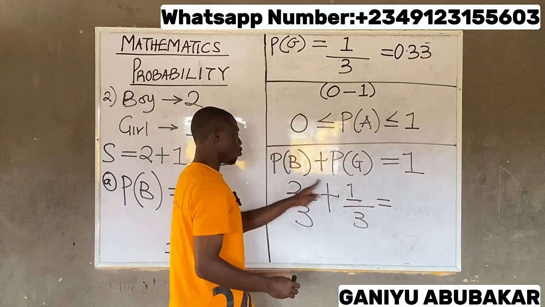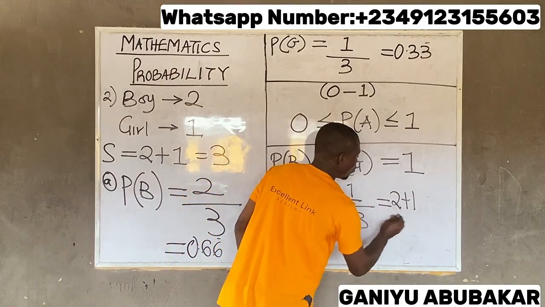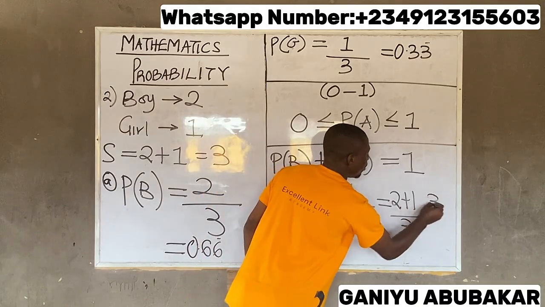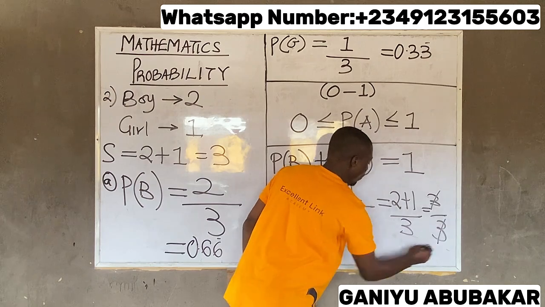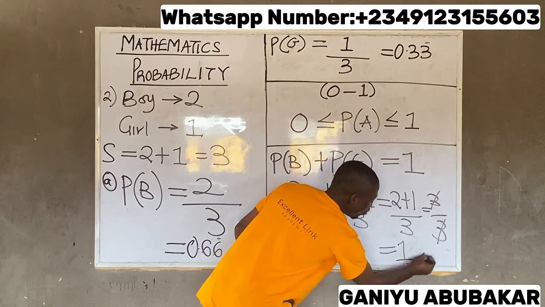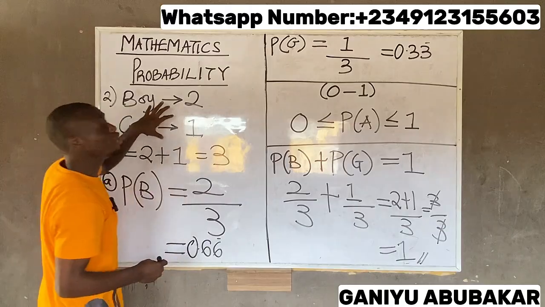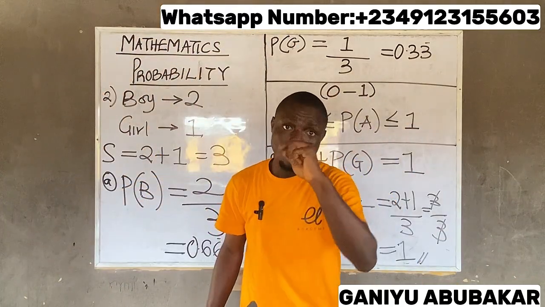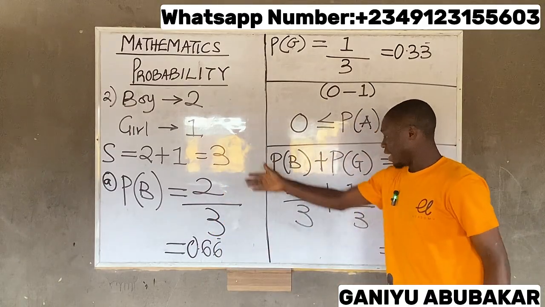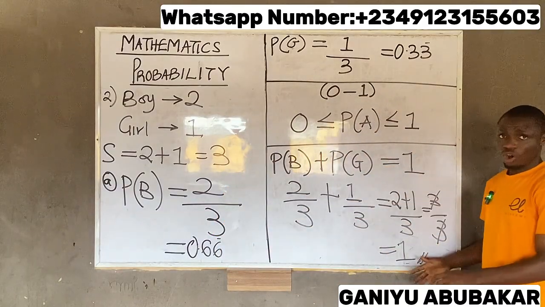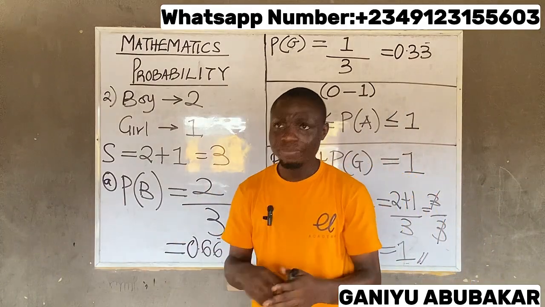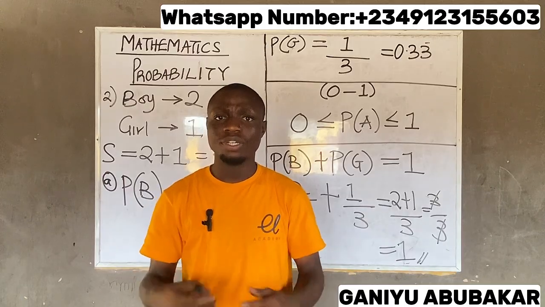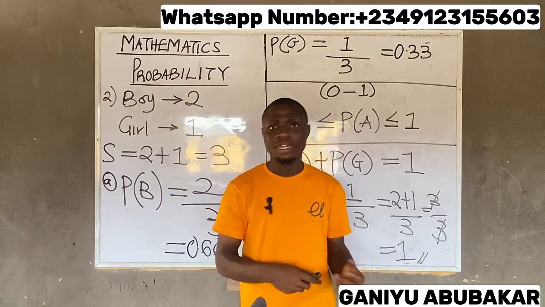This gives you 2 plus 1 over 3, since the denominators are the same. 2 plus 1 gives you 3 over 3. 3 divided by 3 is 1, and 3 divided by 3 is 1. What's my answer there? My answer is 1. What I'm saying is this: in a probability question, if you find all the events there and sum them up, you should have 1. Like in this case here, I have 1 after summing them up. I'm just opening your eyes to all these things. After I solve this question 2, let's do question 3 in the study of probability.